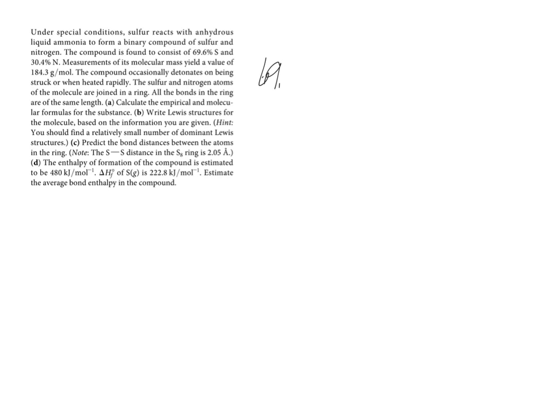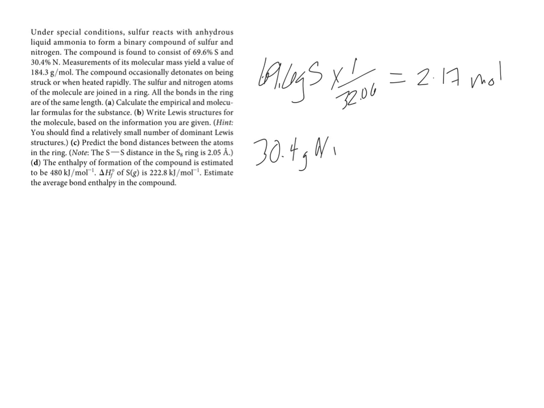So this is problem 8.109 that we went over in class today that we had a little trouble with. Finding the empirical formula first, we're taking the percentages, bringing those percentages directly to grams, and in doing that we have 2.17 moles of each, and the empirical formula should be SN or NS. It doesn't matter at this point what the order is.